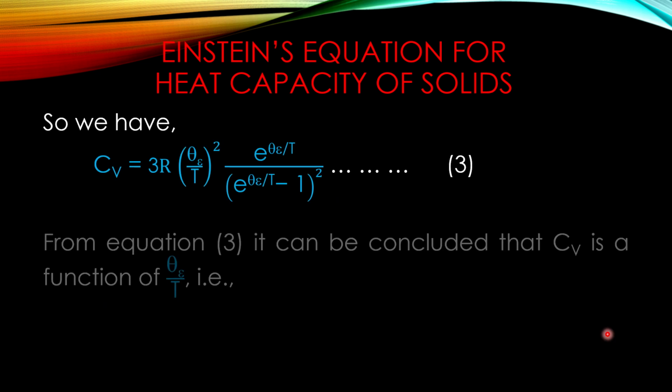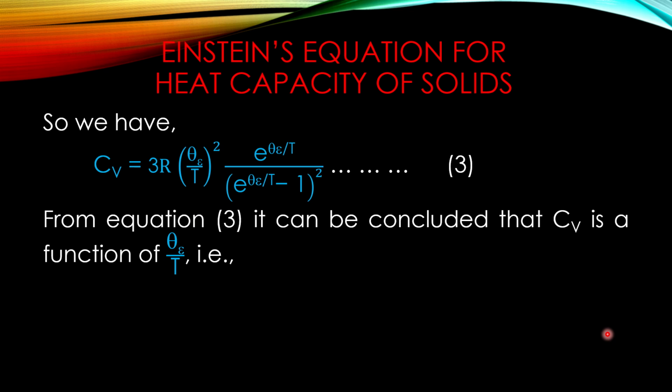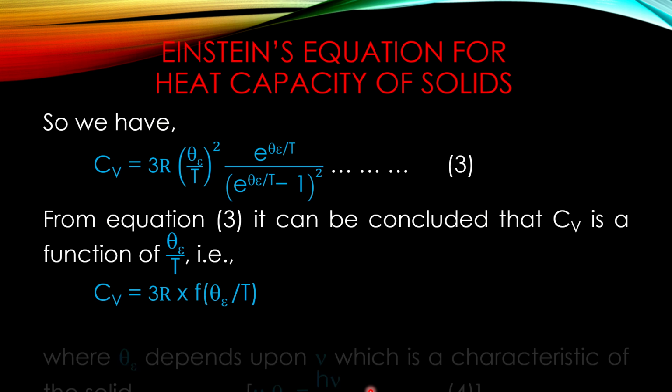This is equation number 3. And equation number 3 clearly states that Cv is a function of theta epsilon by t. So if you take 3r, then all these things are a function of theta epsilon by t. So Cv is equal to thrice r into some function of theta epsilon by t.